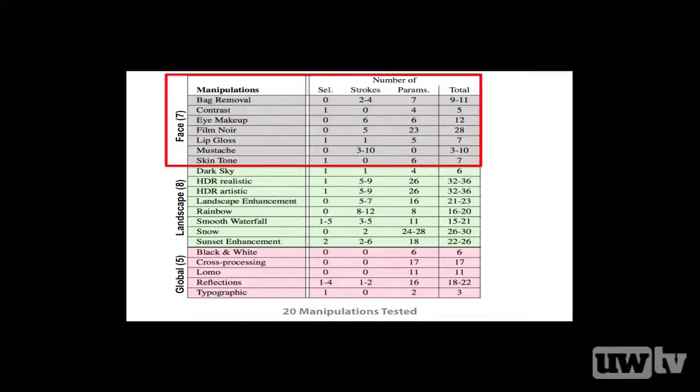So let me now show you some results. We tested our approach on 20 manipulations in the three most common categories, meaning global manipulation, landscape, and face manipulations. And so as you can see, each of these manipulations had a number of selection, stroke, and parameter operations. And we always use 20 training demonstrations, and we tested these manipulations on 50 to 100 images. So let me start by showing you some fully automatic results for global manipulations.